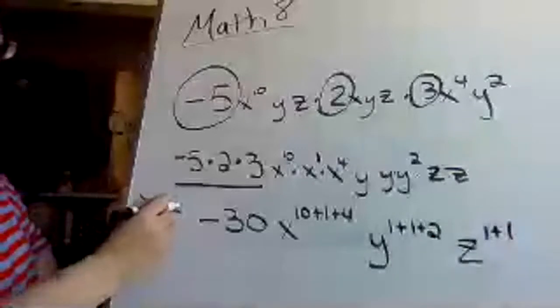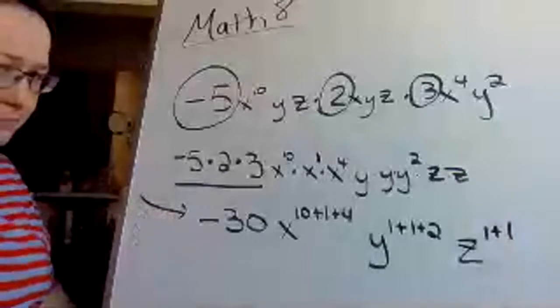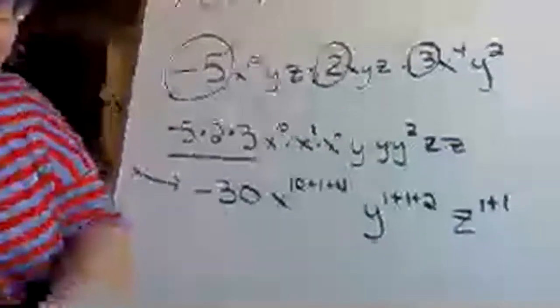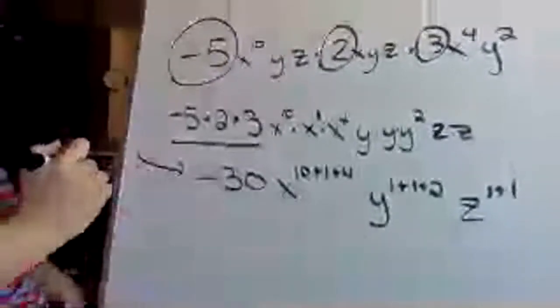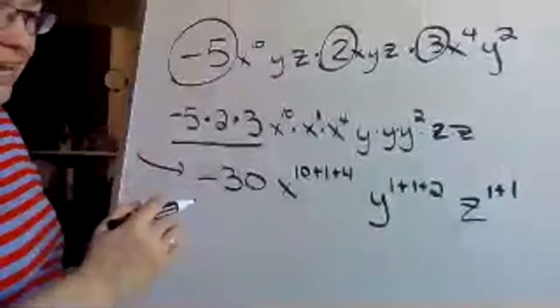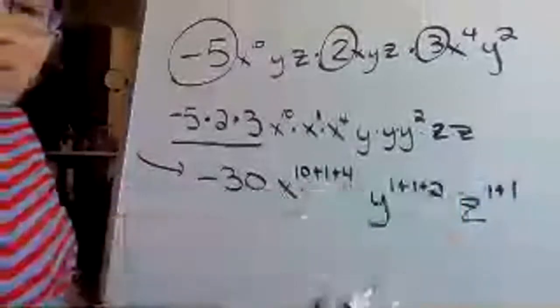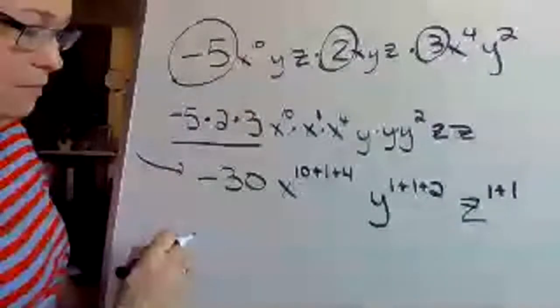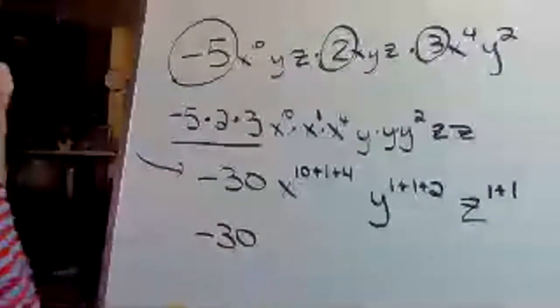Now, I actually like when my students write this step. It's actually not necessarily needed for you to write that step, but it's nice to see where you may have made a mistake if you make a mistake. So I have my negative 30.